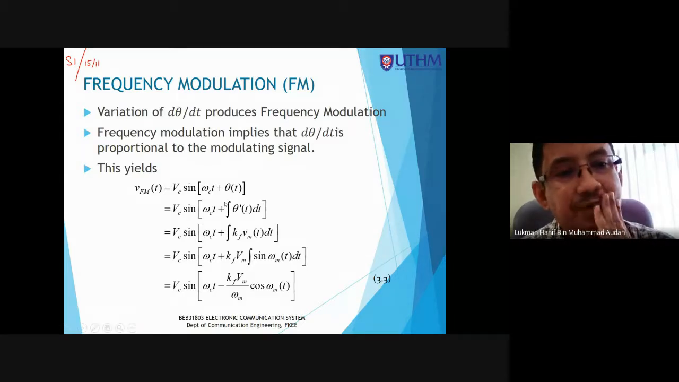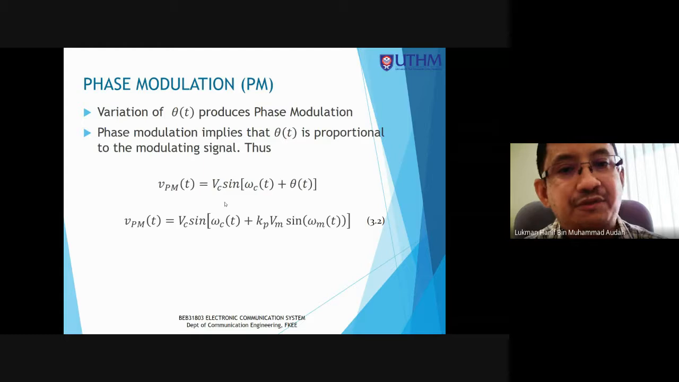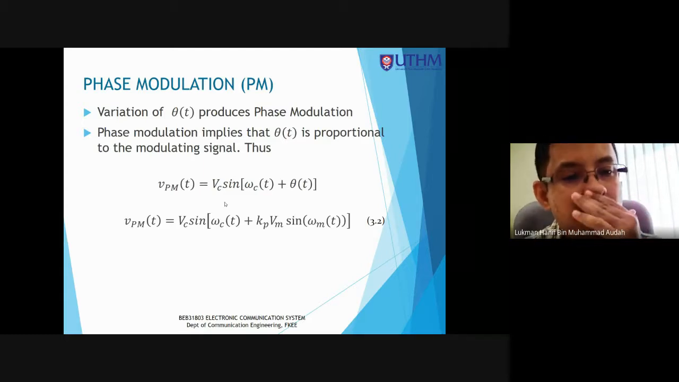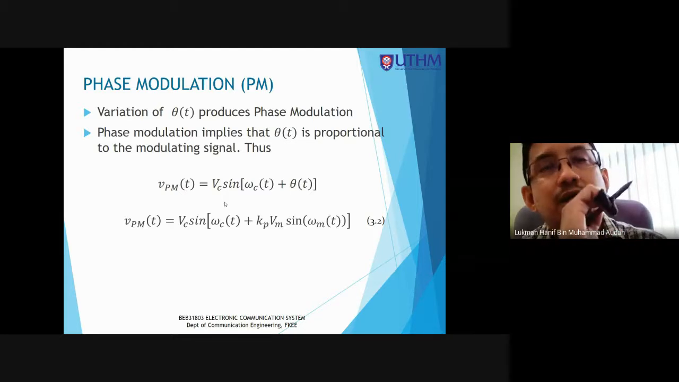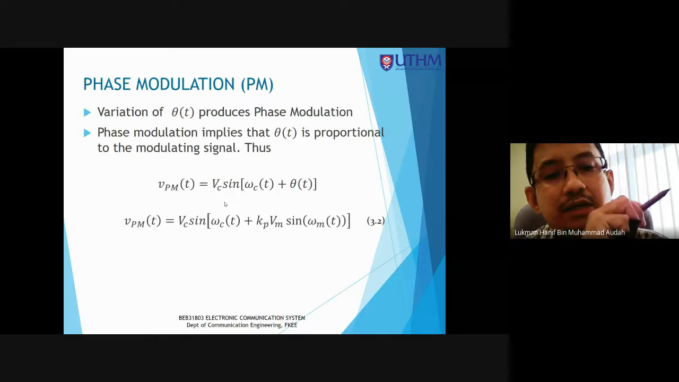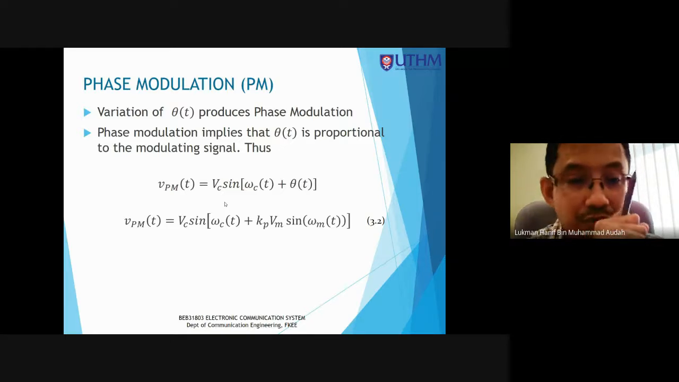So last week we stopped at this slide. Maybe I will go back to the previous slides, starting from here, so that we can refresh what we have learned last week. Last week we learned up to the general equations for phase modulation and also for frequency modulation.